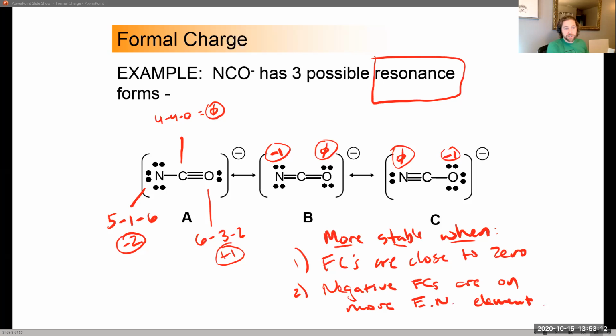Good. So if you had to choose one of these to be the most correct structure, I would go with C. If that was the most stable or most preferred structure, then I would select C.